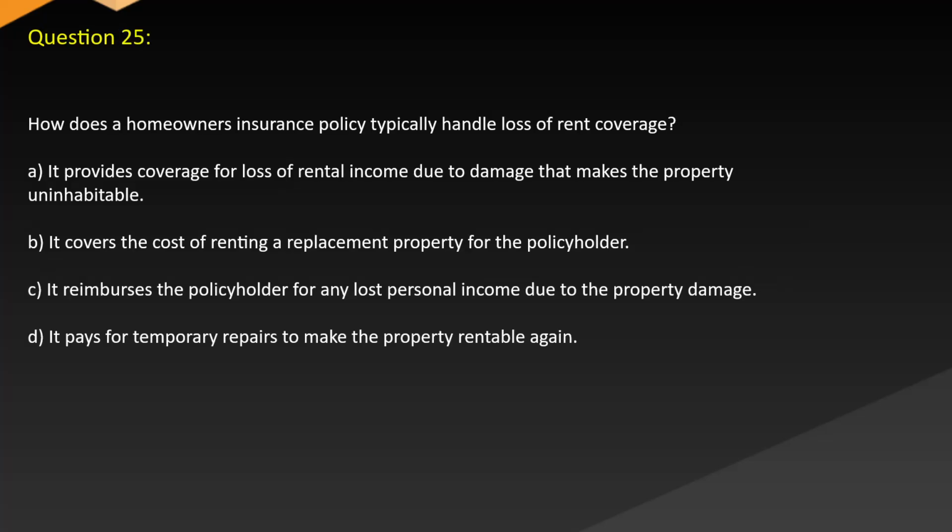Question 25. How does a homeowner's insurance policy typically handle loss of rent coverage? A. It provides coverage for loss of rental income due to damage that makes the property uninhabitable. B. It covers the cost of renting a replacement property for the policyholder. C. It reimburses the policyholder for any lost personal income due to the property damage. D. It pays for temporary repairs to make the property rentable again.